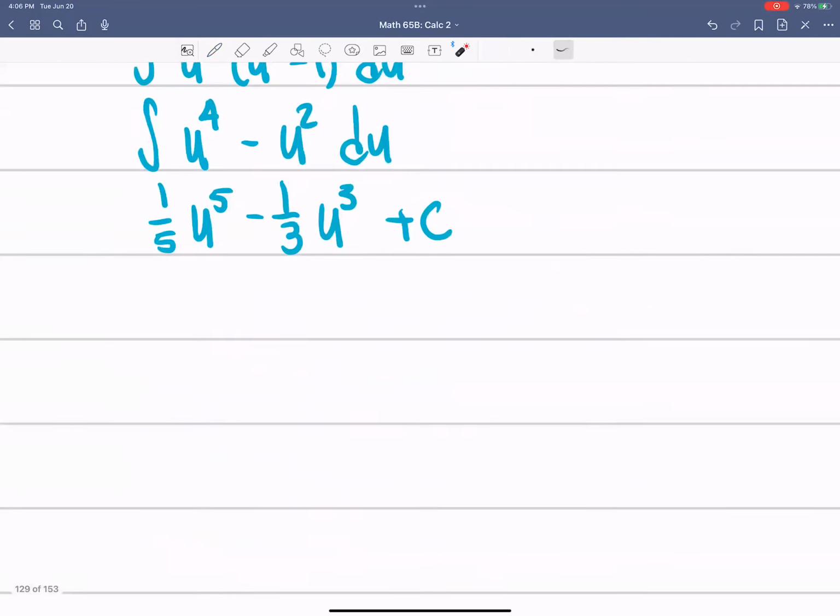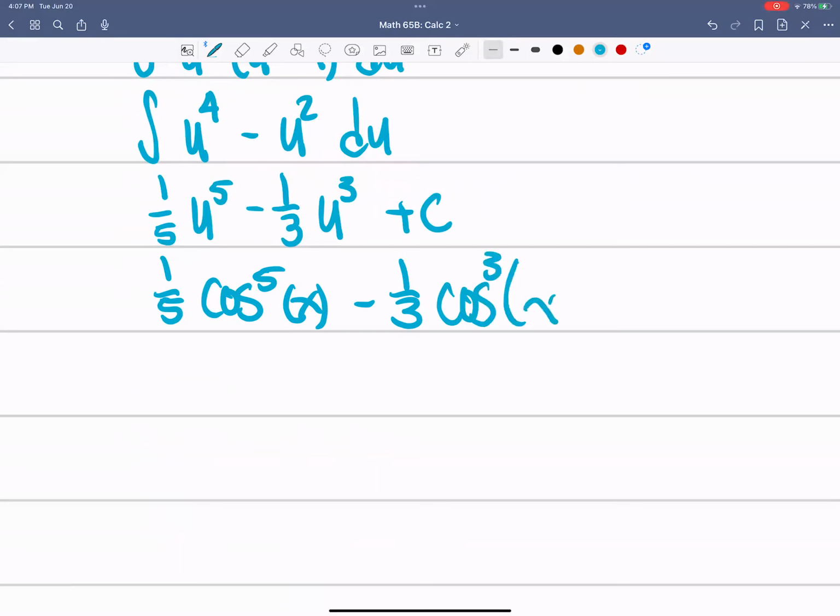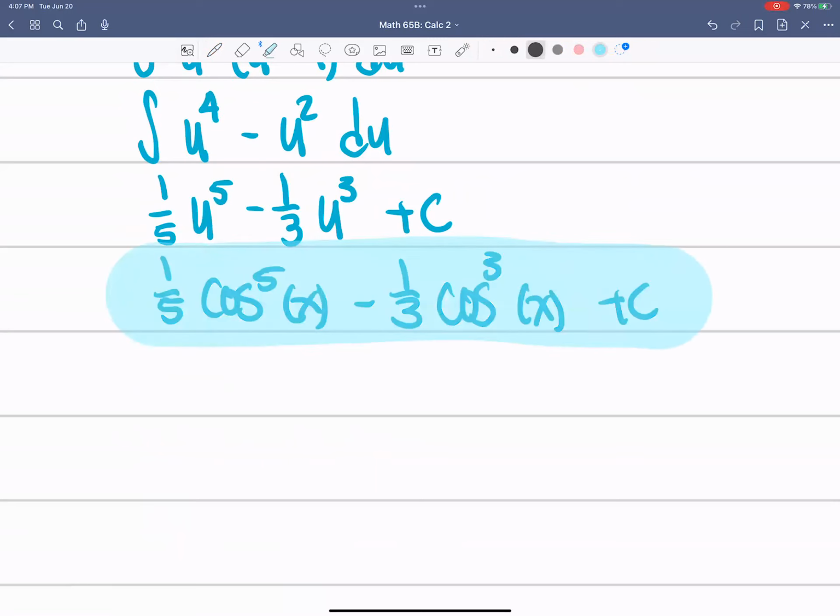So we have 1 over 5 cosine 5x minus 1 over 3 cosine 3x plus c. And there we go.